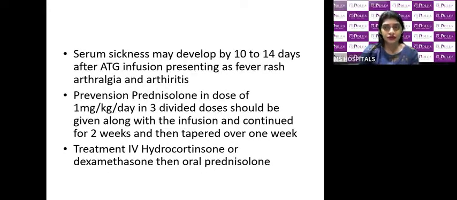Serum sickness may develop 10 to 14 days after ATG infusion, presenting as fever, rash, arthralgia, arthritis. Prevention: prednisolone in a dose of 1 mg per kg per day in 3 divided doses should be given along with the infusion and continued for 2 weeks and then tapered over 1 week. Treatment: IV hydrocortisone or dexamethasone, then oral prednisolone.